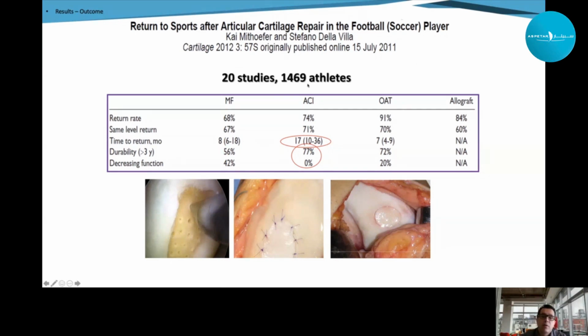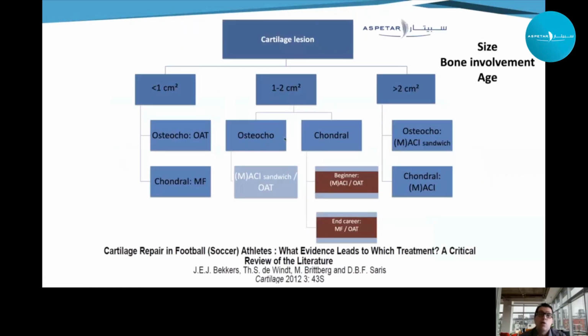We know from several studies before 2012 that all the techniques are giving relatively good results in terms of return rate, but some of them are giving better results in terms of durability of the result, and faster rehabilitation, compared to others. That goes into the treatment algorithm, where you can see published from ICRS in 2012 that we have 3 groups: less than 1 centimeter, 1 to 2, and more than 2 centimeters, taking into account the size, the bone involvement, and the age of the athlete.